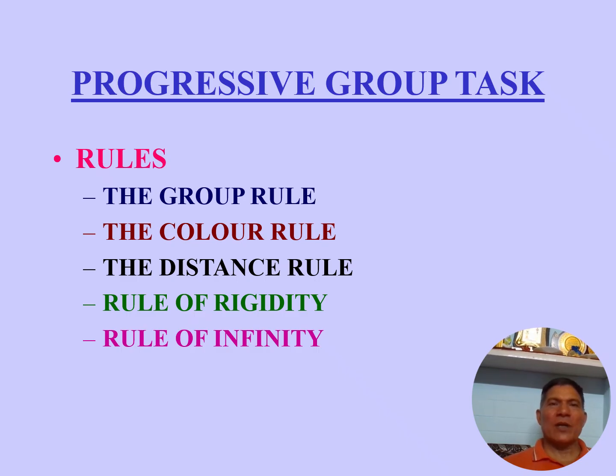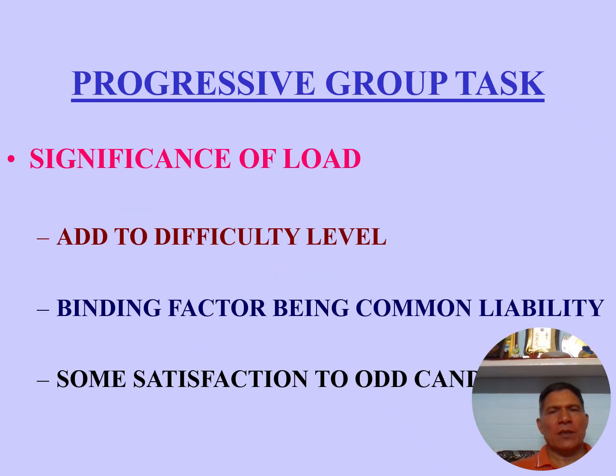Now progressive group tasks, PGT. The rules are the group rules, color rule, distance rule, rule of rigidity and rule of infinity. So PGT, gentlemen, PGT is significance of load, add to difficulty level, binding factors being common liability, some satisfaction of odd candidates.